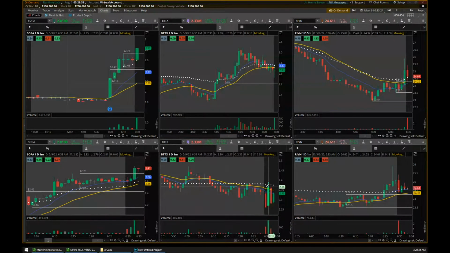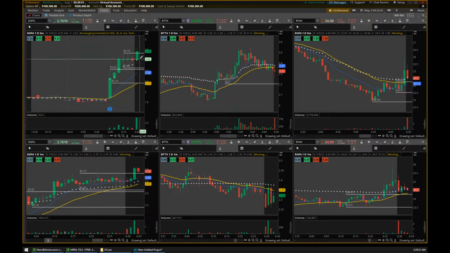Yeah, BTTX is trading below the VWAP, and it looks like RIVN is about to drop below the VWAP also. I could try to take a bounce play off VWAP here, but I'm not too convinced on that. This looks really nice here because we're trading above VWAP. I'm just a little concerned about how overextended it is.